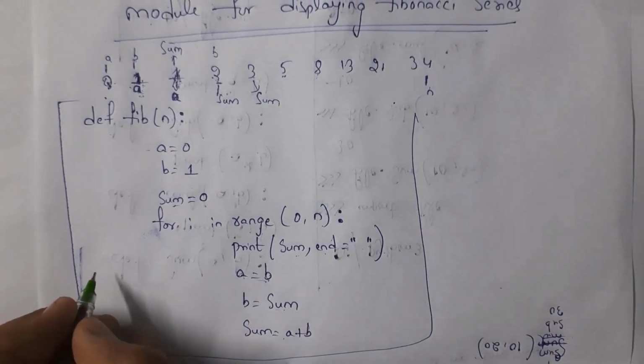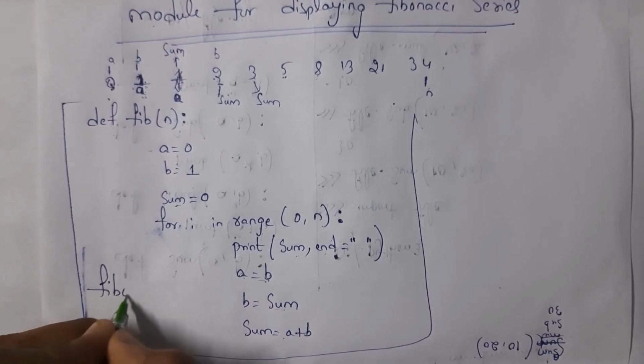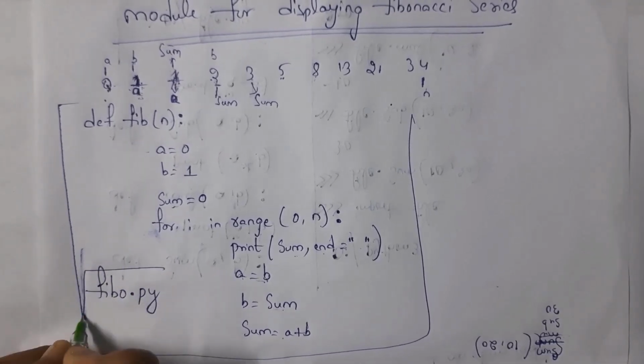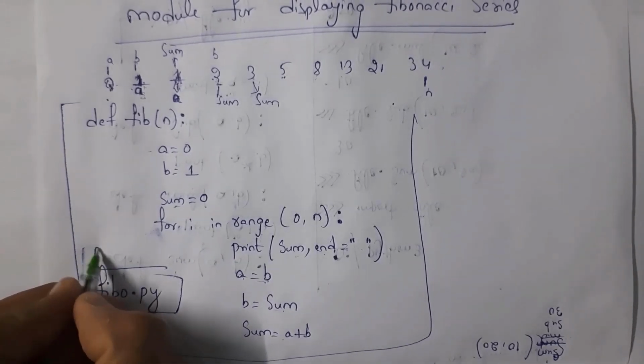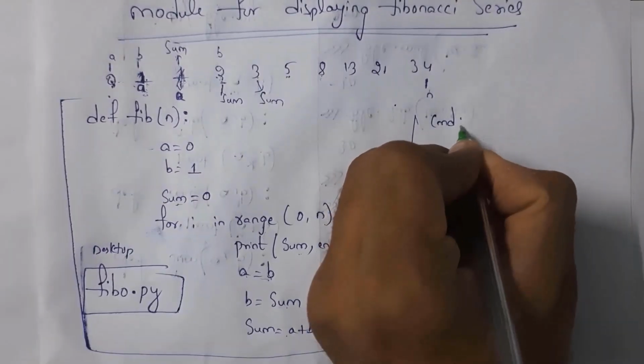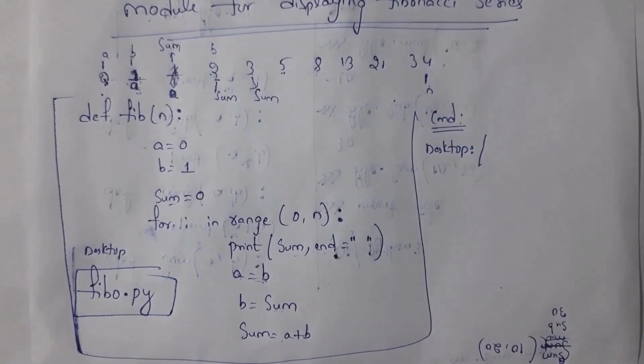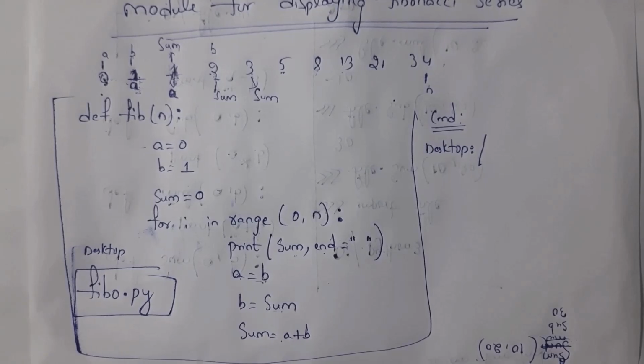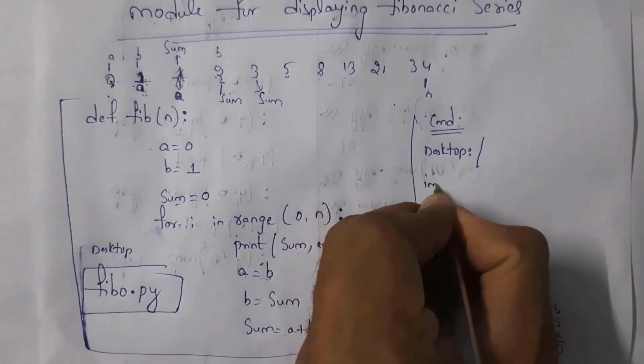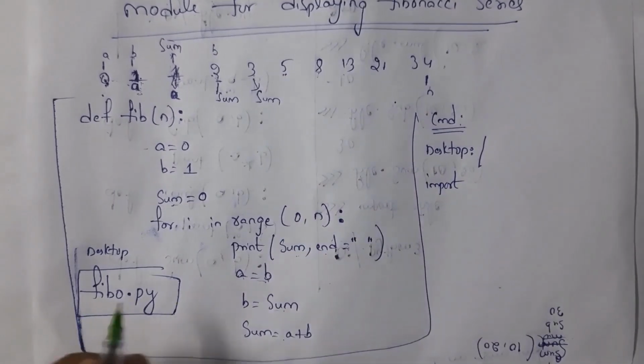I am giving this module name as fibo, fibo.py. This is nothing but module name and I am saving this file in desktop. So open command prompt in desktop location. Now you need to import this module. As I already said before, by using import keyword we can import any module. So just write here import and module name is fibo.py.